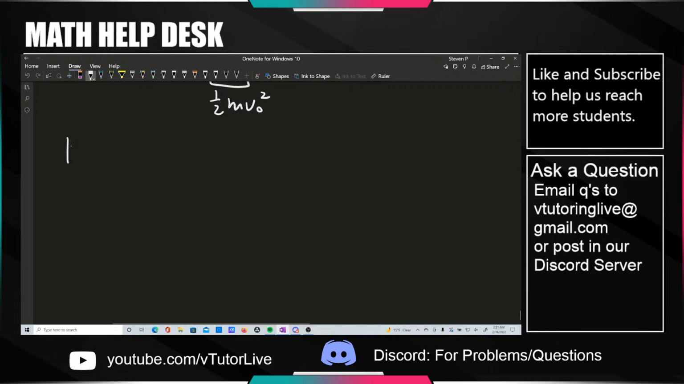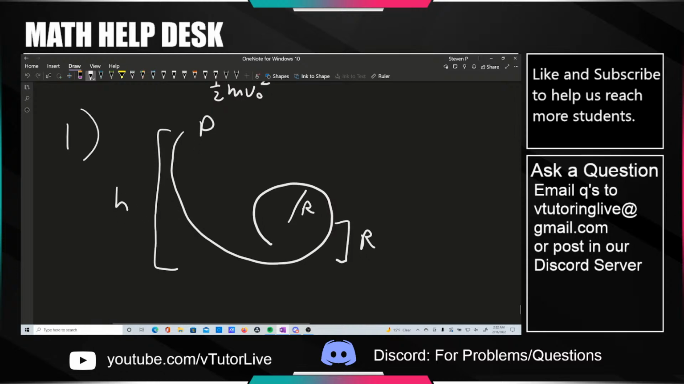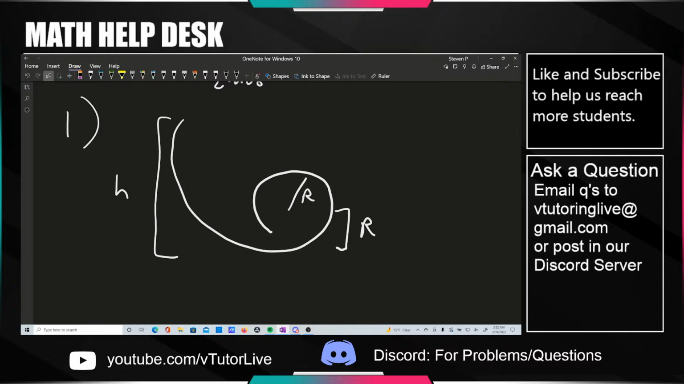All right, next question is this little spiral thing, where this is R, and this is R, and that's H, I guess. And this is P. So what's happening here is, what is the magnitude of the horizontal component? We know the mass, we know the loop radius R, and we know that H is equal to 5R.